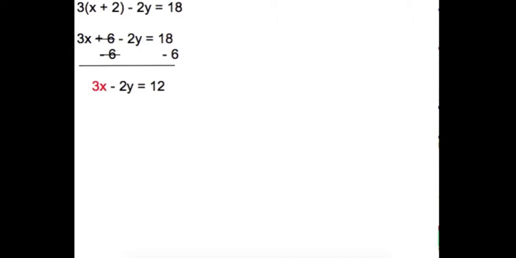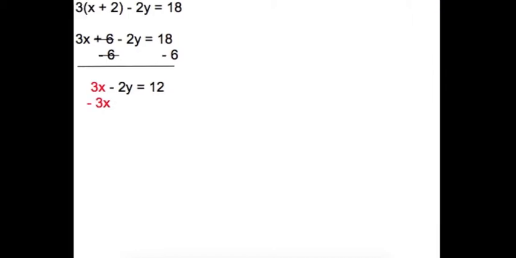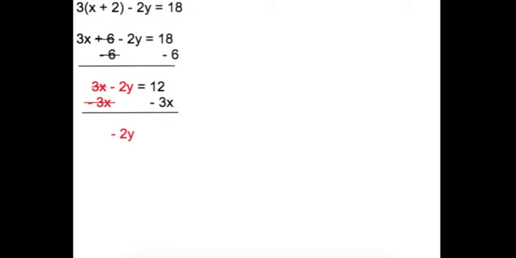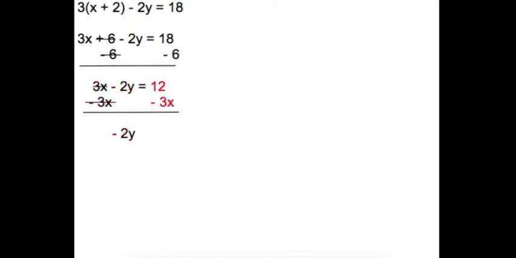Now, we have to get rid of the 3x on the left side of the equation. To get rid of a positive 3x, we can subtract 3x. What we do to one side of an equation, we must do to the other side. Let's simplify the left side of the equation first. 3x and negative 3x cancel each other out, leaving us with negative 2y. Now let's simplify the right side of the equation. On the right side, we have negative 3x and a positive 12, so it's negative 3x plus 12.